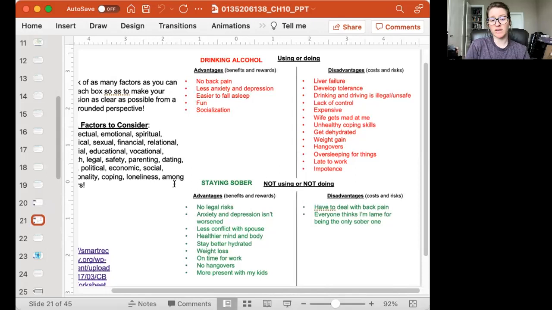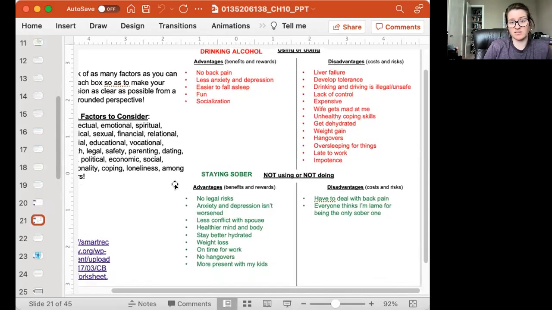So staying sober: advantages, benefits, rewards: no legal risk, anxiety and depression isn't worsened, less conflict with spouse, healthier mind and body, stay better hydrated, weight loss, you're on time for work, no hangovers, and more present with his kids. Disadvantages of being sober: have to deal with back pain. Everyone thinks he's lame for being the only sober one.